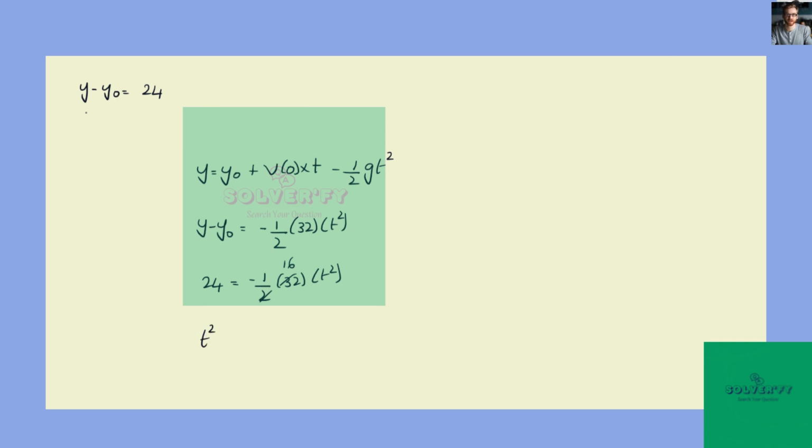So t squared equals 24 over 16, with the negative 1. Here gravity is in the negative form as it's falling downwards, so this sign becomes plus. So this implies t equals the square root of 24 over 16. Upon simplification we get t equals 1.22 seconds, which is the required answer.